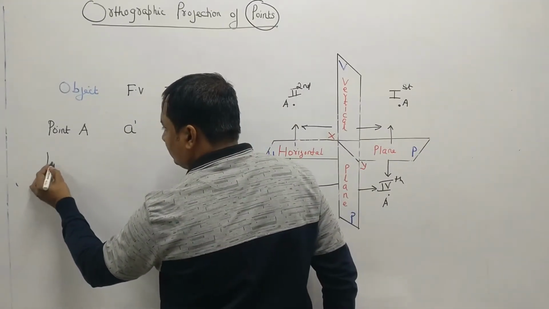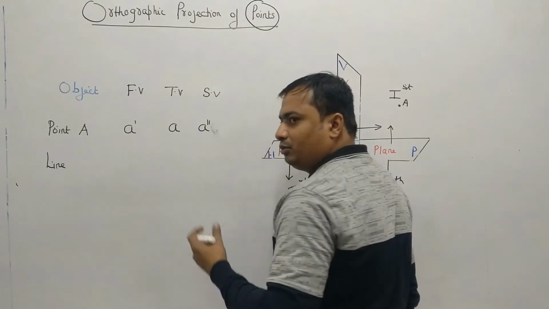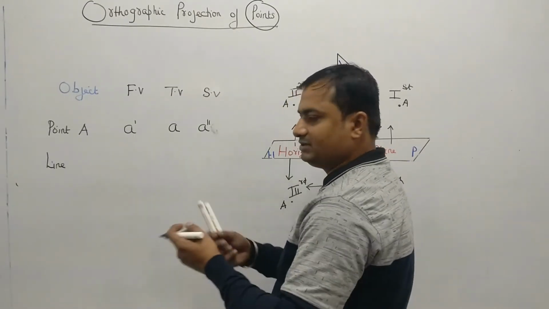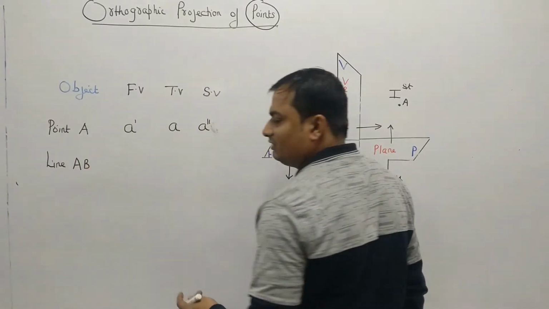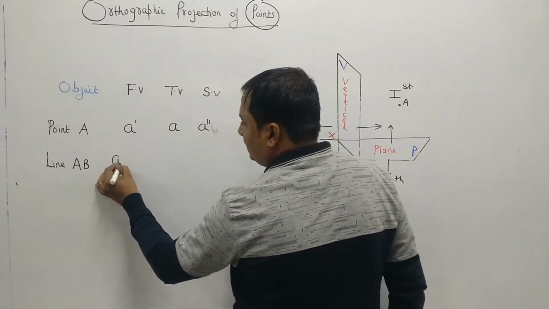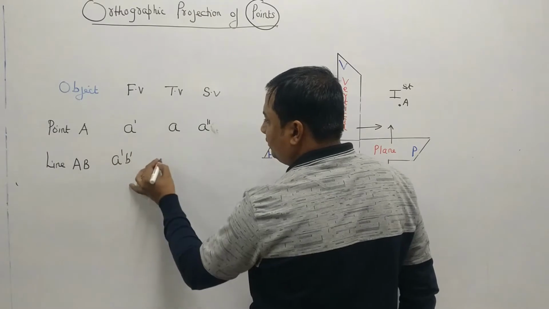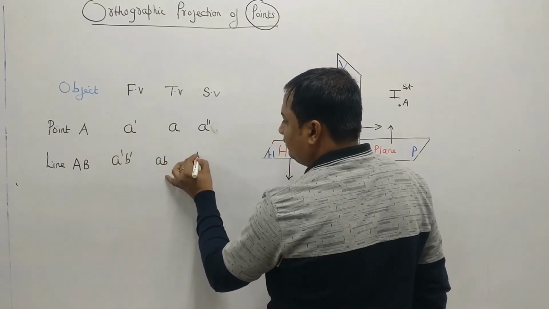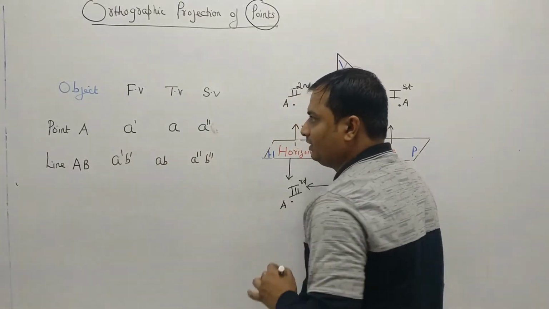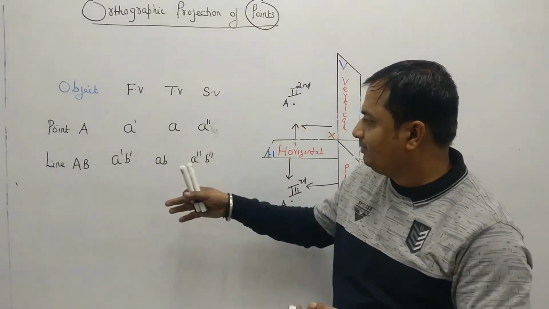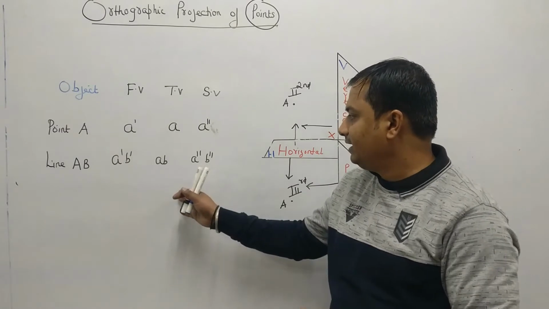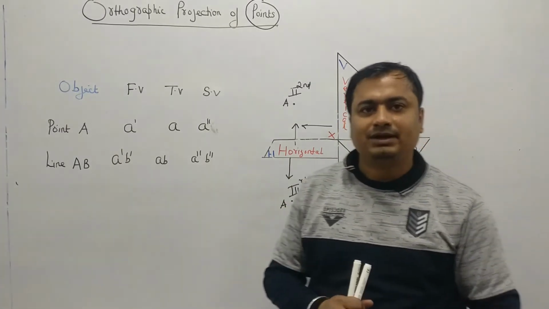So if I talk about a line, we know two endpoints are required to represent a line. So if the name of the line is capital A, capital B, the name of the line is AB. Its front view will be A dash B dash, its top view will be AB, and its side view will be A double dash B double dash.